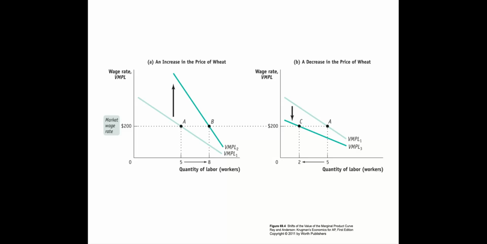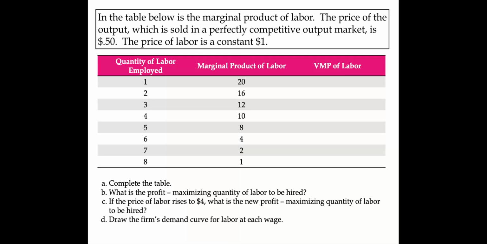So this is what it looks like. It's obviously in economics. If we are increasing, we're shifting to the right. If we're decreasing, we're shifting to the left. And the VMPL, you may also see it as MRPL. All that means is that's your demand curve for labor. That's what we use.